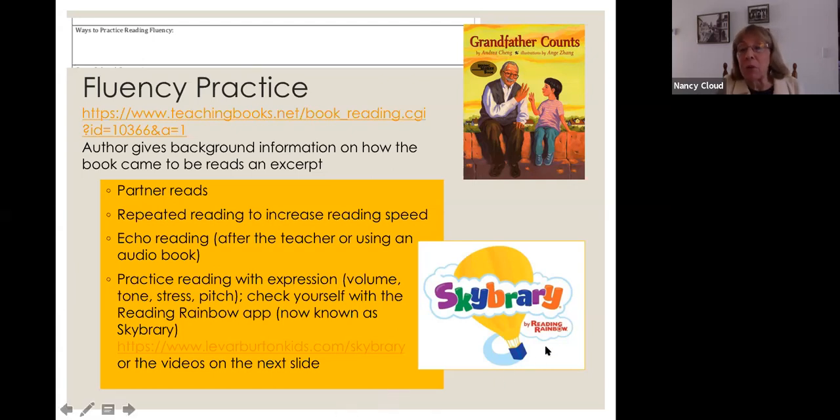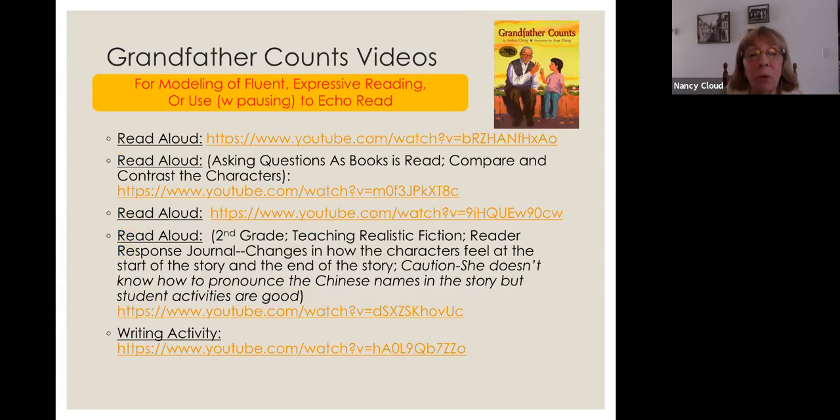And one of the things I wanted you to know is this is a Reading Rainbow book, and now if you have the Reading Rainbow app, you might have it. This book is in there, and then they could listen to LeVar Burton's version of Grandfather Counts. You won't be able anymore to get the Reading Rainbow for free. It's no longer on PBS. It's now an app called Sky Library, and I think it does cost something like $10 a month. But if you find enough books in there that you like, you might be able to convince your program to buy a subscription.